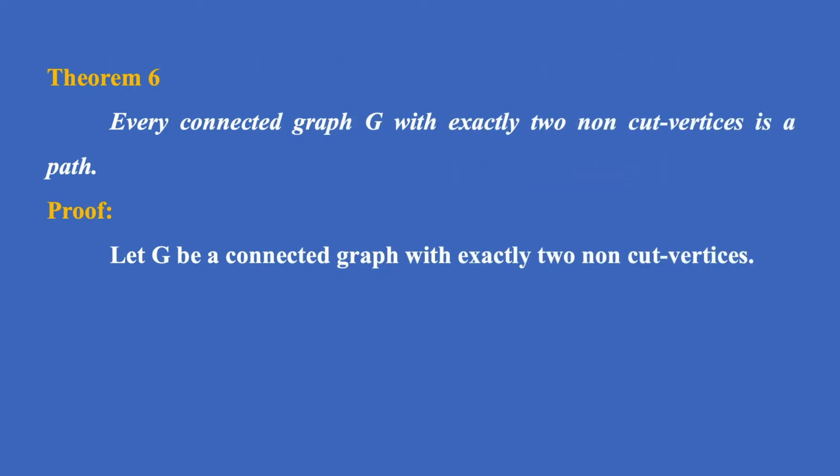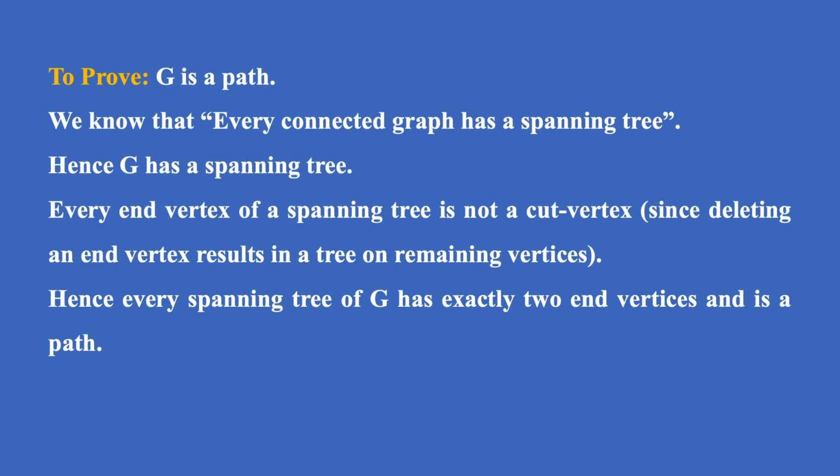Theorem 6. Every connected graph G with exactly two non-cut vertices is a path. The proof: let G be a connected graph with exactly two non-cut vertices. To prove that G is a path, we know that every connected graph has a spanning tree. Hence, G also has a spanning tree. Every end vertex of a spanning tree is not a cut vertex, since deleting an end vertex results in a tree on the remaining vertices. Hence, every spanning tree of G has exactly two end vertices and is a path.